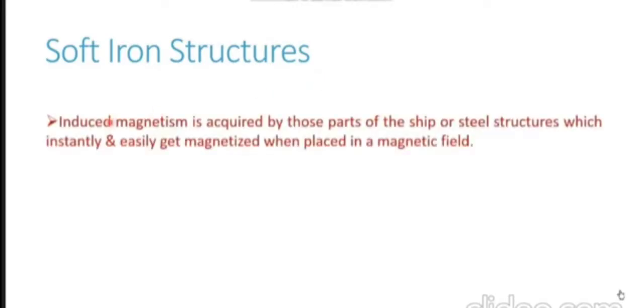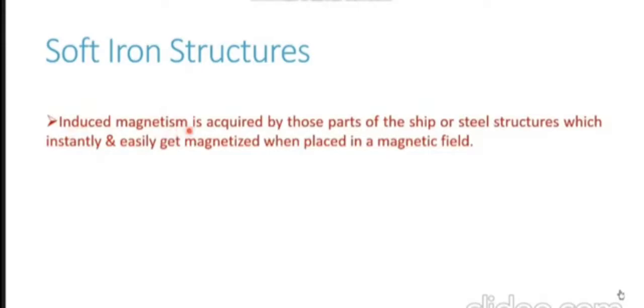Now, based on what type of magnetism is acquired by a particular structure or part of the ship, all the structures are divided into two categories. The first category is known as soft iron structures, and the second category is known as hard iron structures. Let us see them one by one.